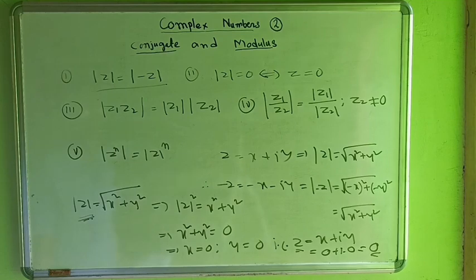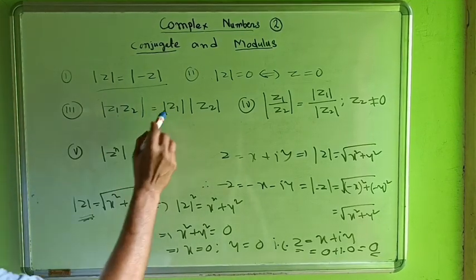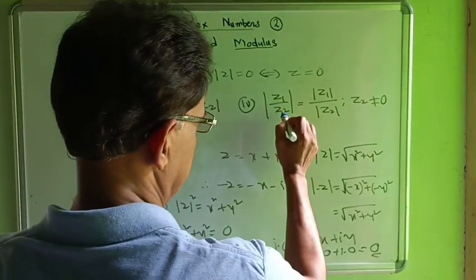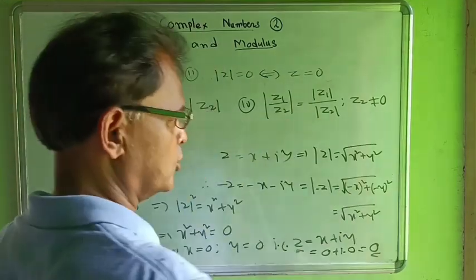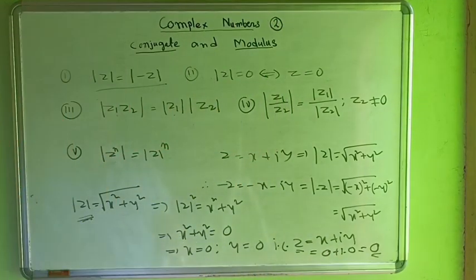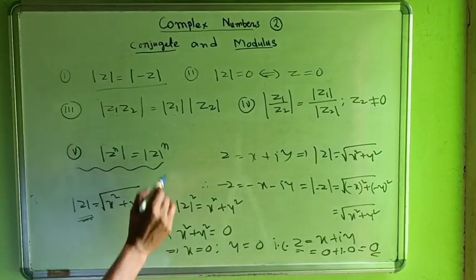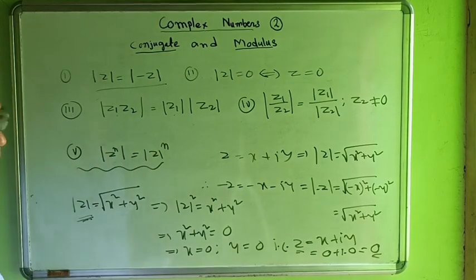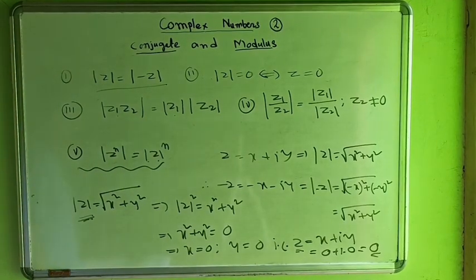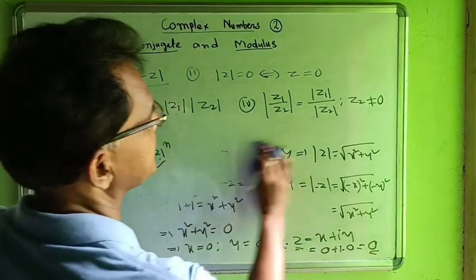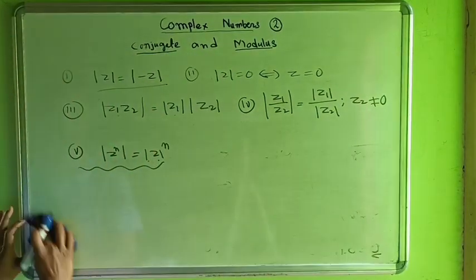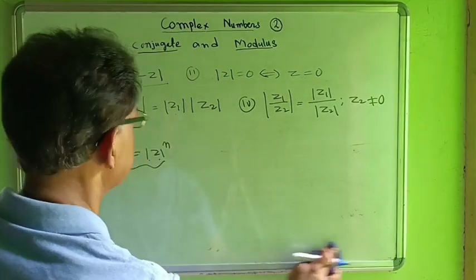Next property: mod of z1 into z2 is equal to mod of z1 into mod of z2. Similarly, mod of z1 divided by z2 is equal to mod of z1 divided by mod of z2. And a very important property is that mod of z to the power n is equal to mod of z whole to the power n. This can be proved easily, but there is no need for the proof here. But you have to remember this property.